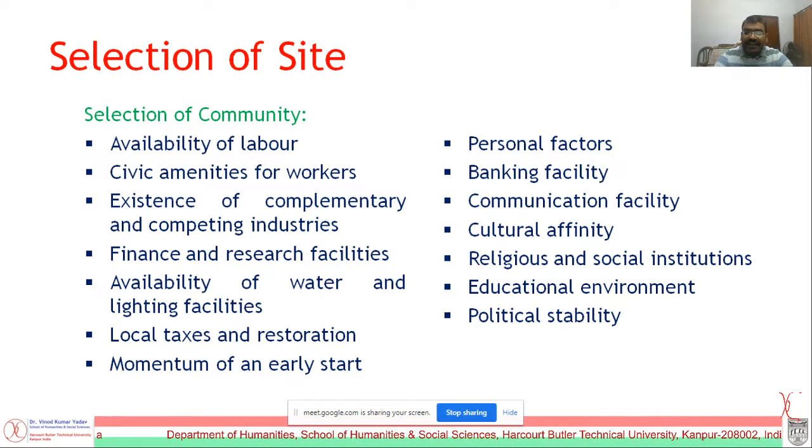Momentum of an early start. Momentum means the ecosystem, the market adaptability, the customer adaptability, and whether the momentum is there to start early. Personal factors, maybe individual level factors, by which you think that in this particular community or area you may find better labor. You can understand that most of the Biharis migrated from Mumbai or Delhi or all across India in the last 2-3 months. You have observed this.